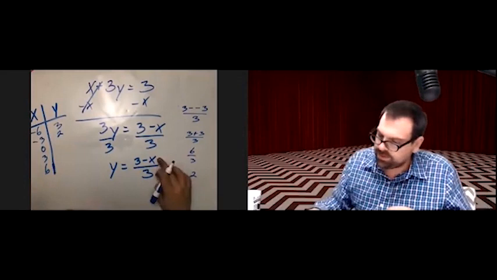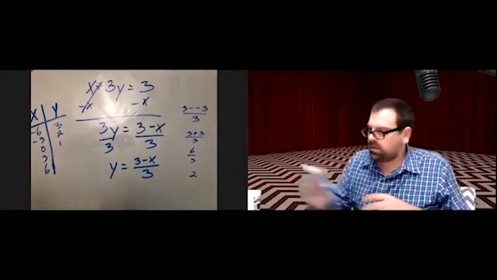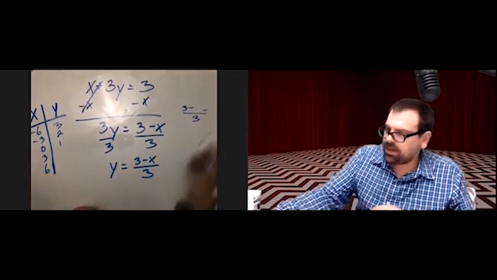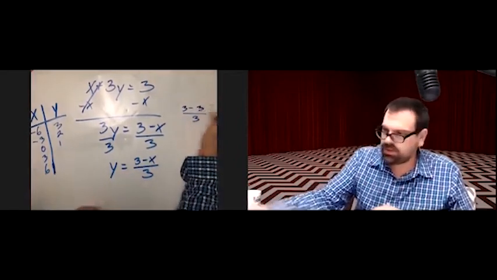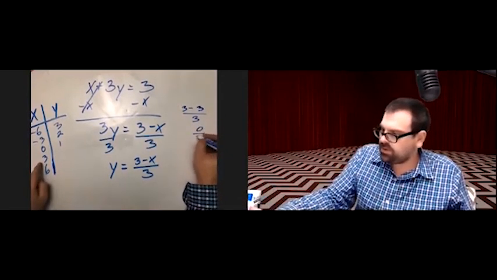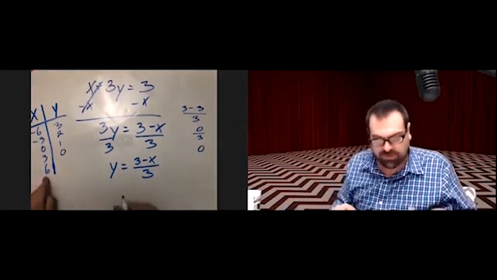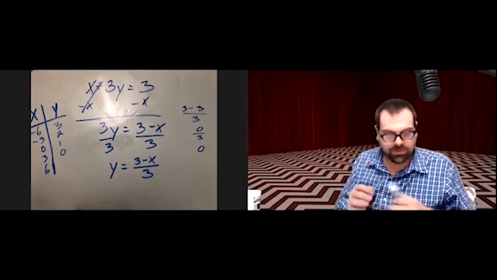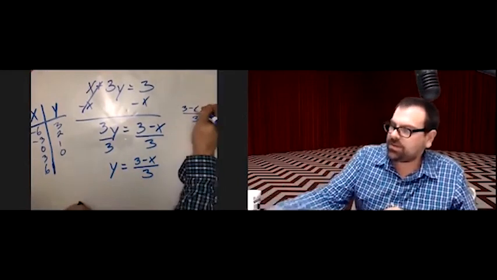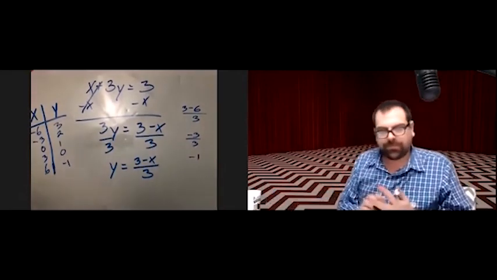If I put 0 in, 3 minus 0 is 3, 3 over 3 is 1. So 3 minus x over 3. If I put 3 in, 3 minus 3 is 0. 0 over 3 is 0. If I put 6 in, 3 minus 6 is -3. -3 over 3 is -1.